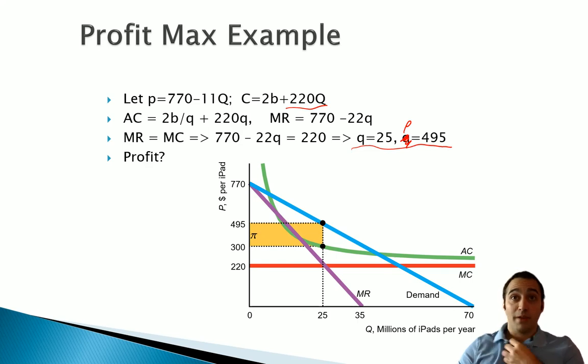How can we find our profit? Well, our profit is going to be our average cost at Q equals 25. That ends up being 300. And then you subtract that from our price of 495 and multiply it times 25. So that means profit will be this whole region here. What about our total cost? Well, our total cost is going to be the region below where average cost intersects our quantity. That'll be here.